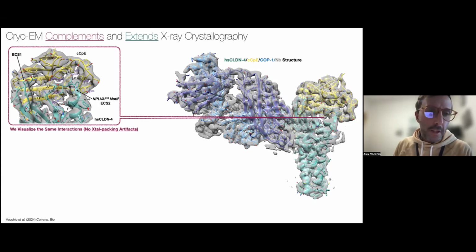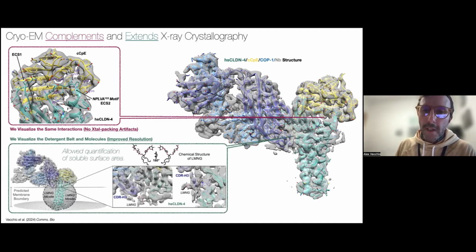But immediately when we looked at the maps and the protein interactions between the toxin here in yellow and the claudin in green, we saw the exact same contact protein interactions that we saw in X-ray crystallography. But importantly, Cryo-EM didn't just complement crystallography, it actually extended it. What I mean by that is we were able to see things in the Cryo-EM maps that are impossible to see by X-ray crystallography, like the detergent micelle and also where detergents sort of bind the protein complex. And this is a factor of being able to visualize the micelle, yes, but also the improved resolution.